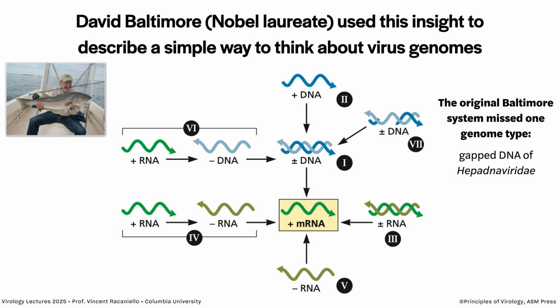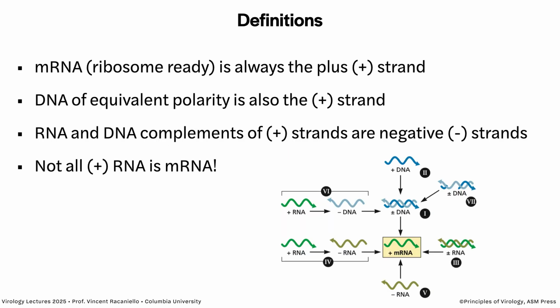So this was a very brilliant way to categorize the genomes. And again, every virus on the planet seems to fit into these 7 classes. We haven't found any other ones. Not sure why, but that's what we know. So before we go any further, let's make some definitions, because there are words that are used in different ways.